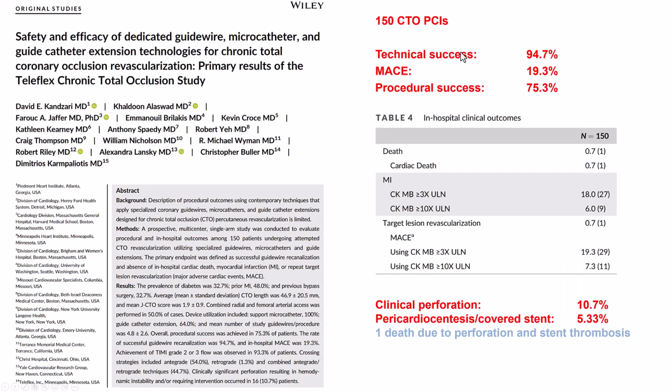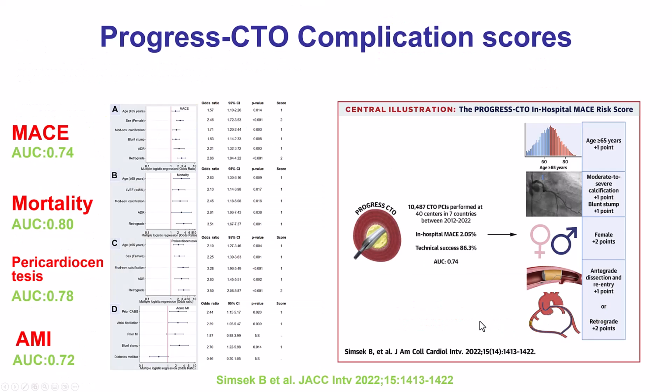And despite the progress we've achieved and the very high success rates, this is from several highly experienced centers in North America that participated in the Teleflex FDA approval study, and the overall success was about 95%. MACE was high. Granted, a large proportion of this 19% was post-procedural myocardial infarction, which is sometimes of unclear clinical significance. However, the clinical perforation was 10.7%, with 5.3% of patients requiring pericardiocentesis or a covered stent.